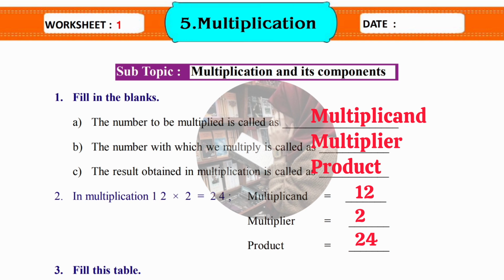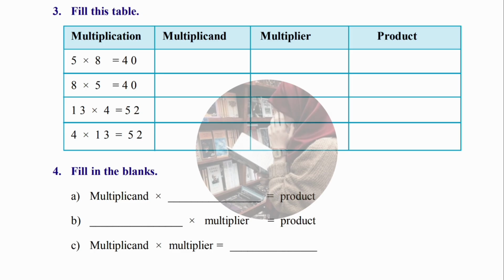Now we'll move to the third Roman, which is again fill in the blanks. Here one table is given which has 4 columns. First one is multiplication, second one multiplicand, third one multiplier and fourth one is product. In multiplication we have given 5 multiplied by 8 equal to 40. So here multiplicand is 5 and multiplier is 8 and the product is 40.